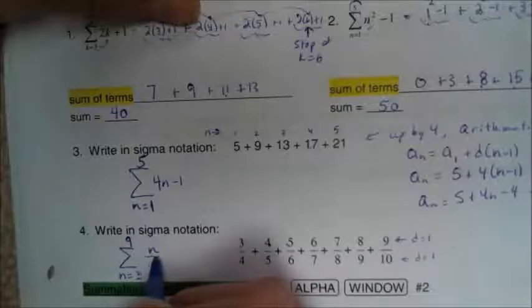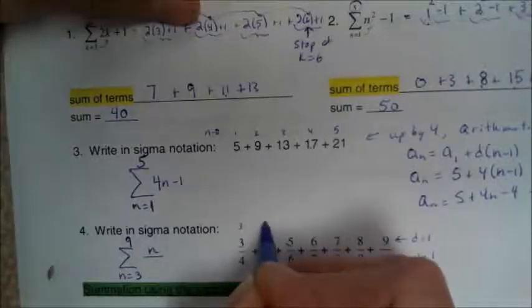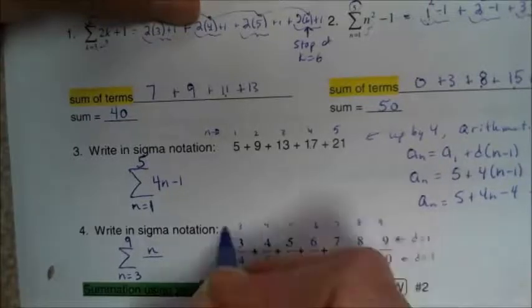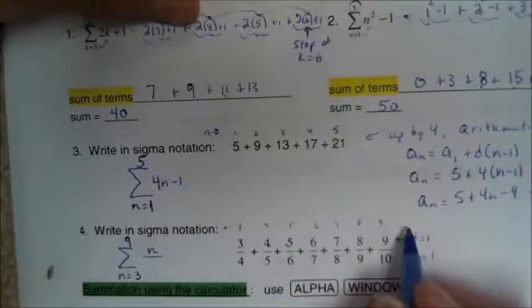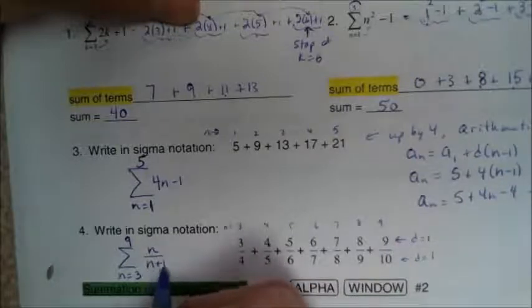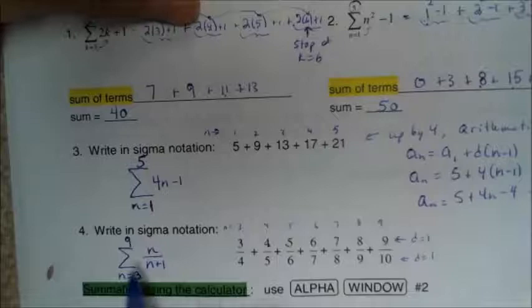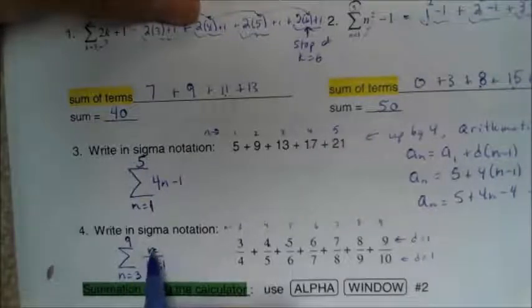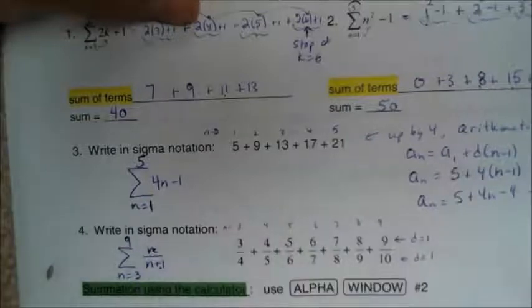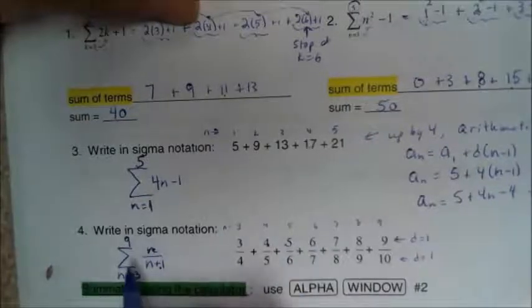Now what do we have in the bottom? If n equals 3, n equals 4, n equals 5, n equals 6, n equals 7, 8, and 9, then how do you get from a 3 to a 4? You just add 1 to all those n values. So this would expand out to 3 over 4 plus 4 over 5 plus 5 over 6 plus 6, and so on. There are many, many different answers to this sigma notation.